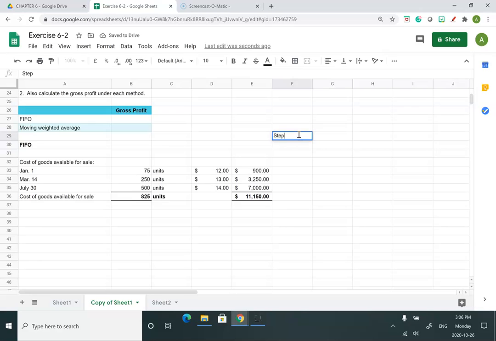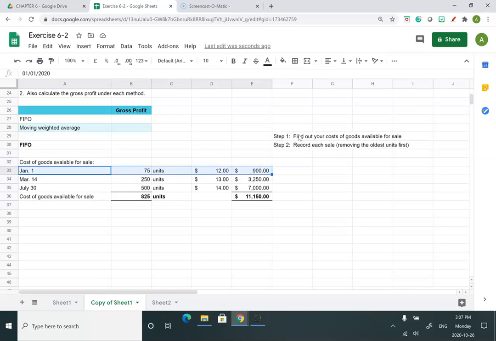Maybe I'll write the steps out here. Step 1: find out your cost of goods available for sale. Now step 2 is we're going to record each sale, which ends up being the cost of goods sold, and we're going to remove the oldest units first from inventory. That's what first in, first out means: when we sell something, we remove the oldest units first.